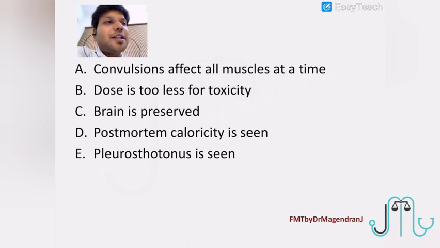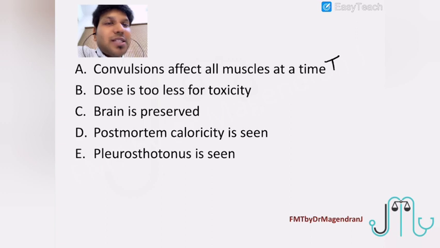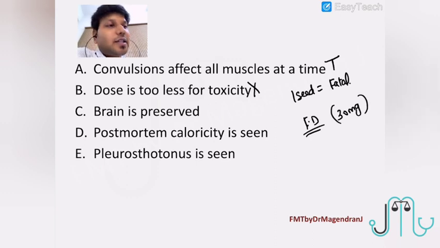Convulsions affect all the muscles at a time. That is true. When a person is suffering from nux vomica poisoning, convulsions occur all at a time. All the muscles will go for convulsions. The dose is too less for toxicity. What is the dose? Consumption of 1 seed. In nux vomica poisoning, even 1 crushed seed can be fatal. Okay, this is wrong. The fatal dose of pure strychnine, the active principle, is 30 milligrams, but 1 crushed seed itself is fatal.